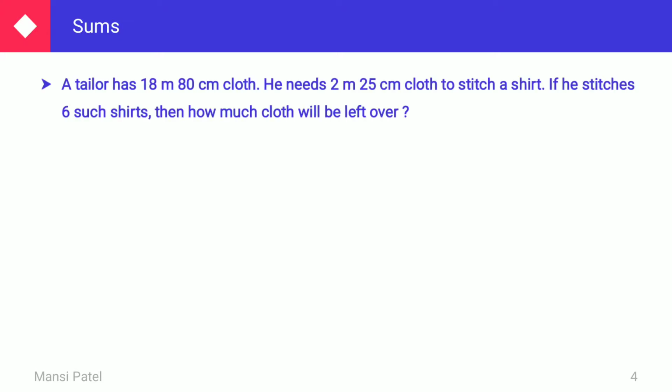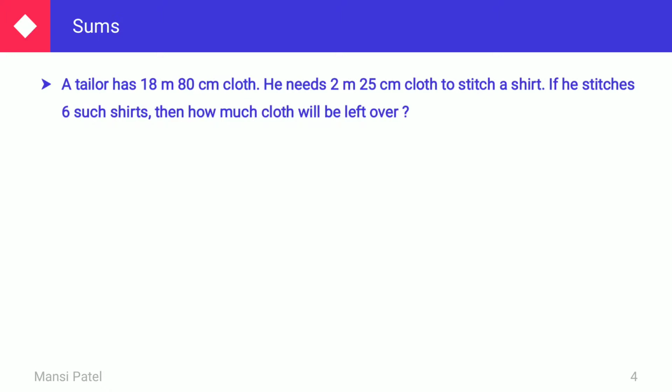Here is another word problem. A tailor has 18-meter and 80 centimeter cloth. Here they were given the total length of cloth, so the total length of cloth is 18-meter and 80 centimeter. Now a tailor wants 2-meter and 25 centimeter cloth. For what does he need it? To stitch a shirt. He wants to stitch one shirt. Therefore, he needs 2-meter and 25 centimeter cloth for one shirt.